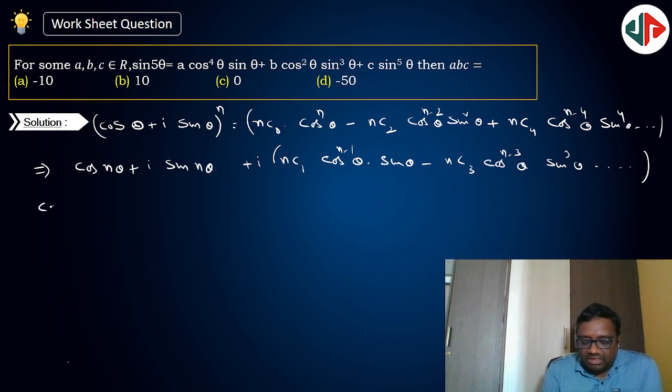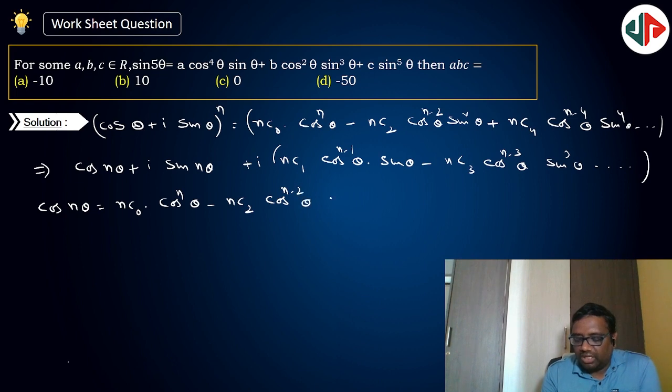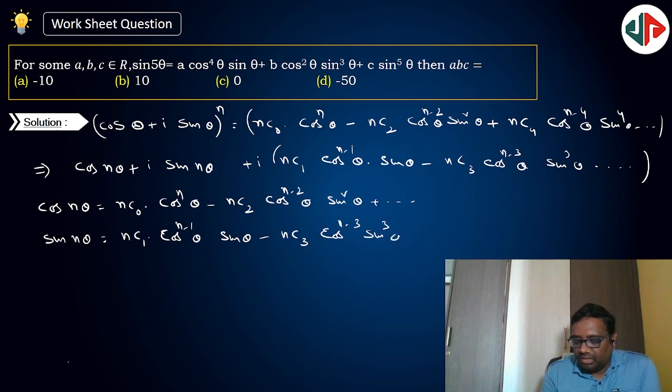So if we equate, cos n theta is always equal to nC0 cos^n theta minus nC2 cos^(n-2) theta sin^2 theta plus so on. Sin n theta means nC1 cos^(n-1) theta sin theta minus nC3 cos^(n-3) theta sin^3 theta plus so on. This is the standard formula.